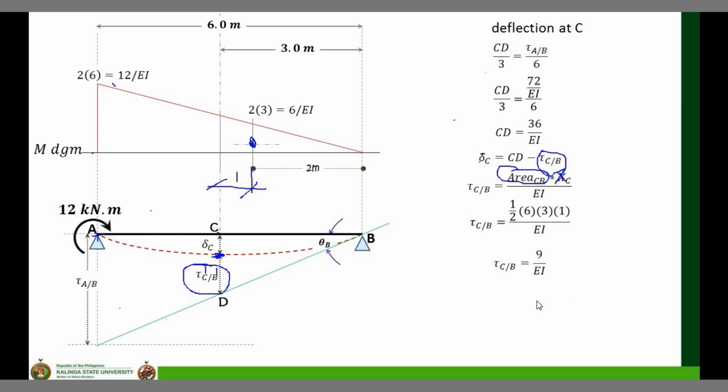And as we said earlier, the deflection at point C is equal to CD minus TCB. If you substitute all the values, your CD is 36 over EI and your TCB is 9 over EI. Therefore, the deflection at point C is equal to 27 over EI.